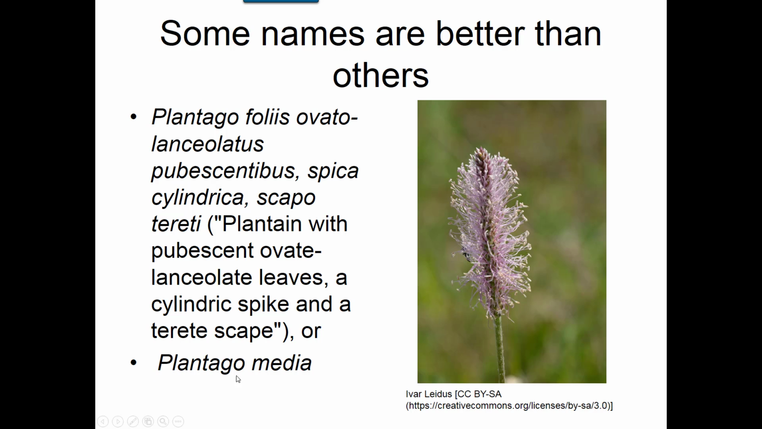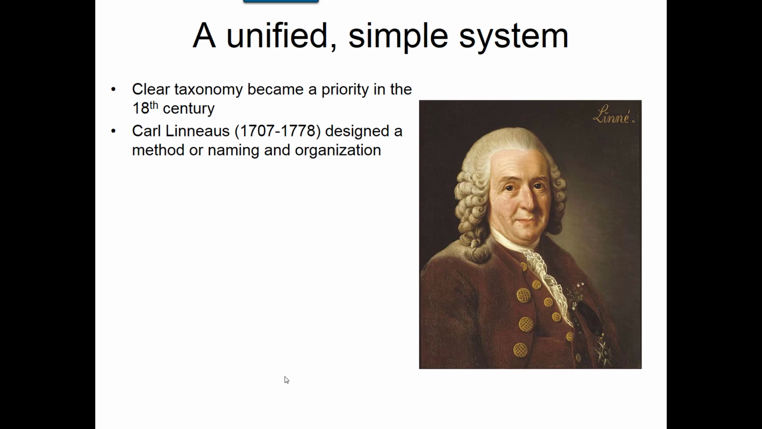Now, what I have here, Plantago media, is the standard. This is called its Latin binomial. So this was an effort to try to standardize the way we name organisms and also an effort to just kind of streamline and simplify the naming. And this unified and simple system was the product of the work of Carl Linnaeus. And this was occurring in the 18th century.